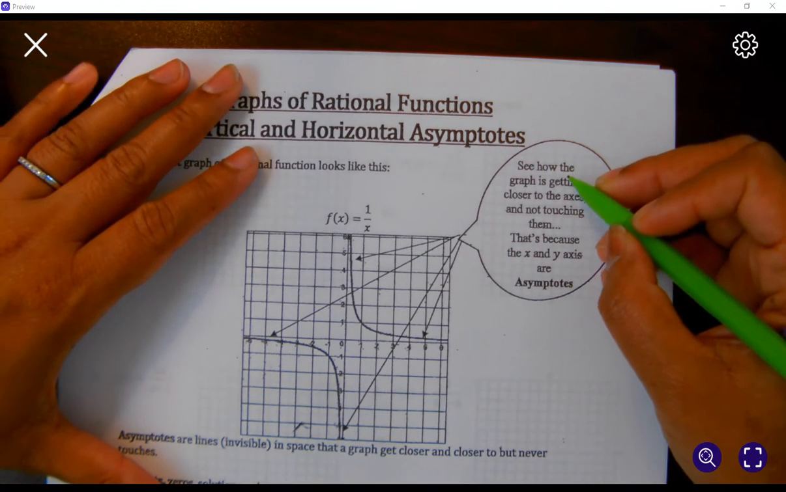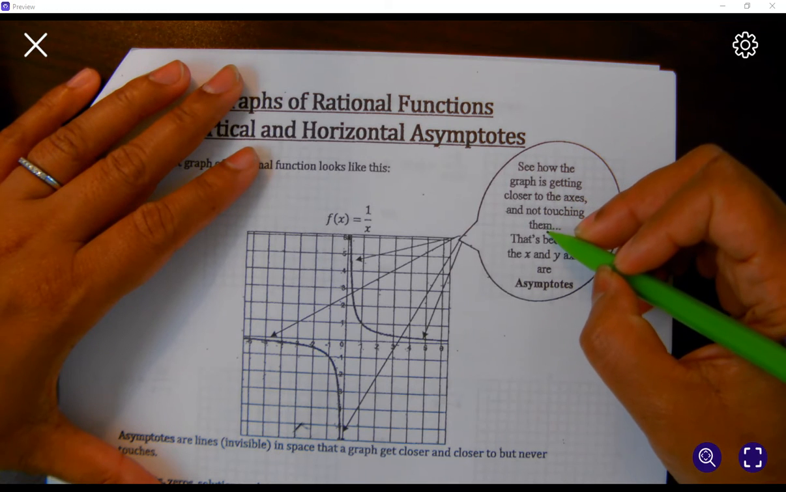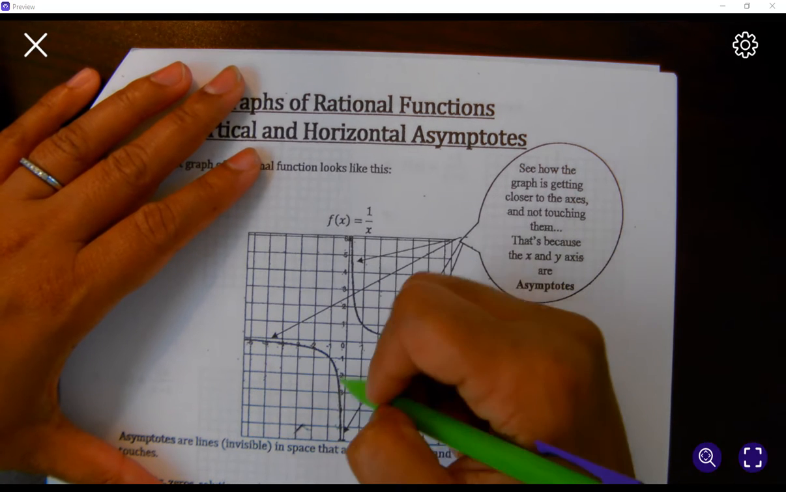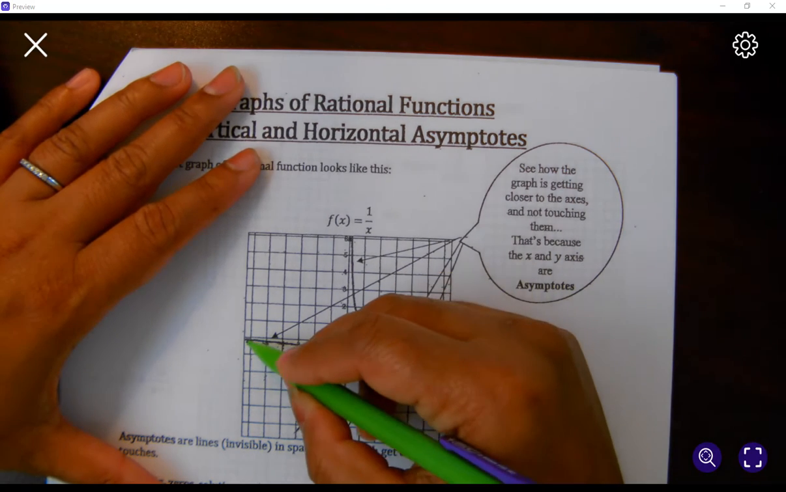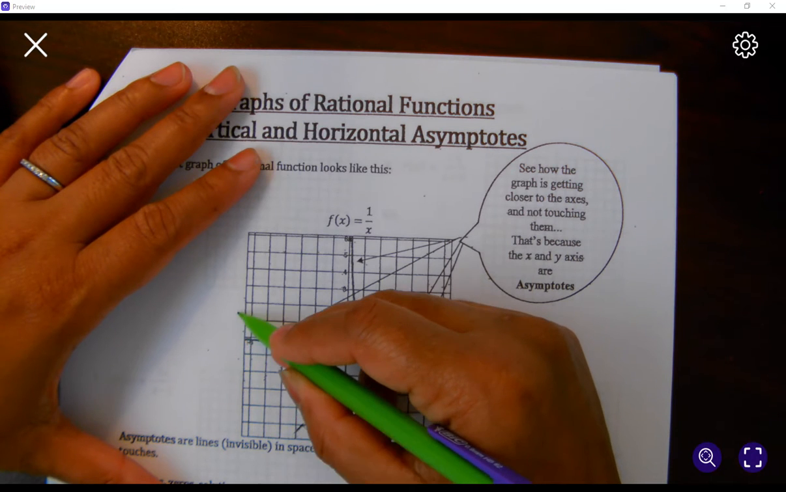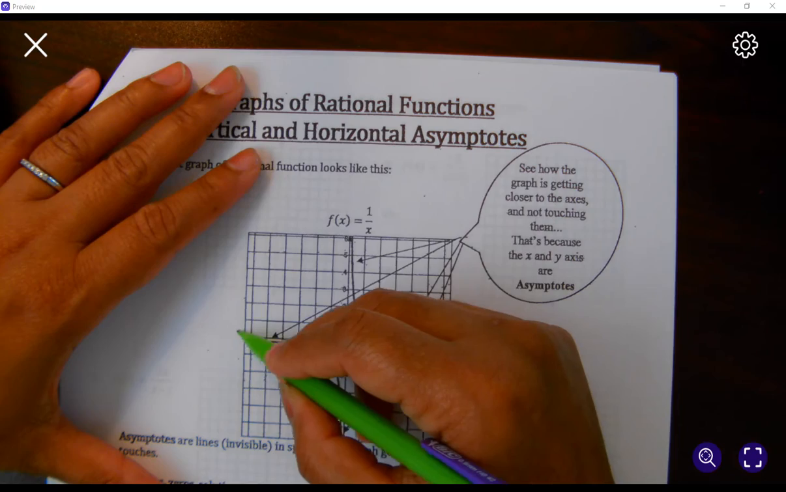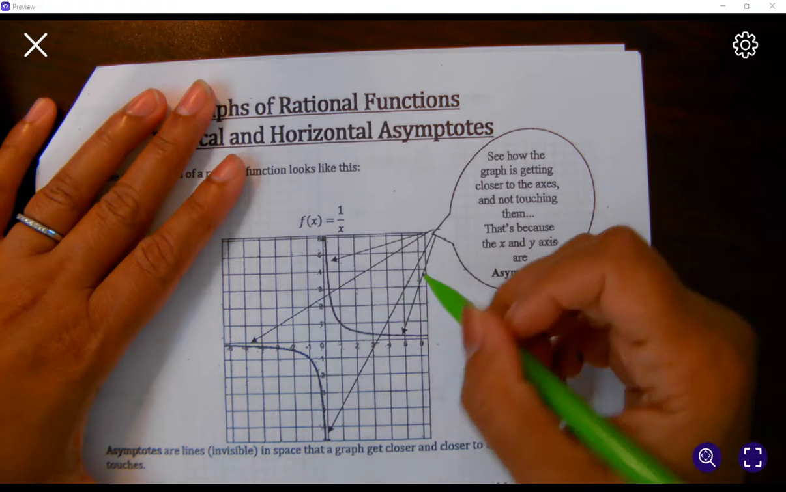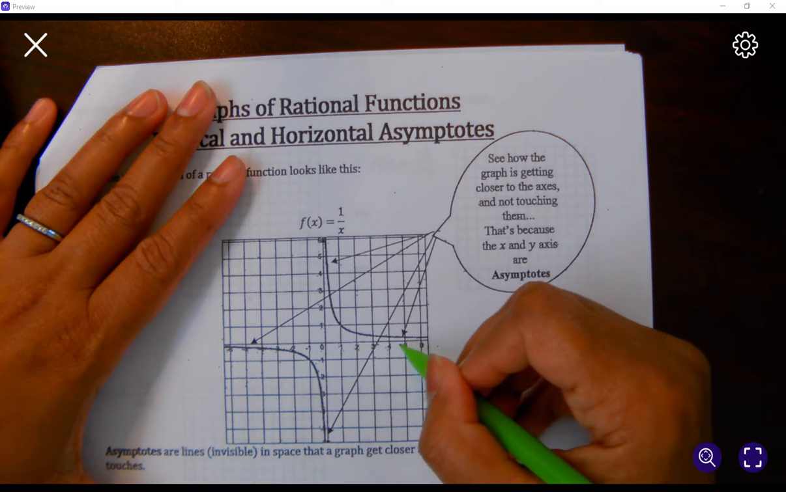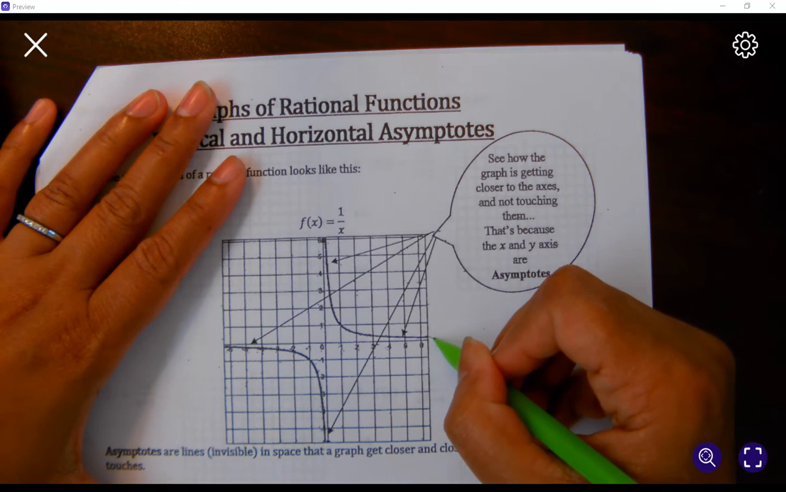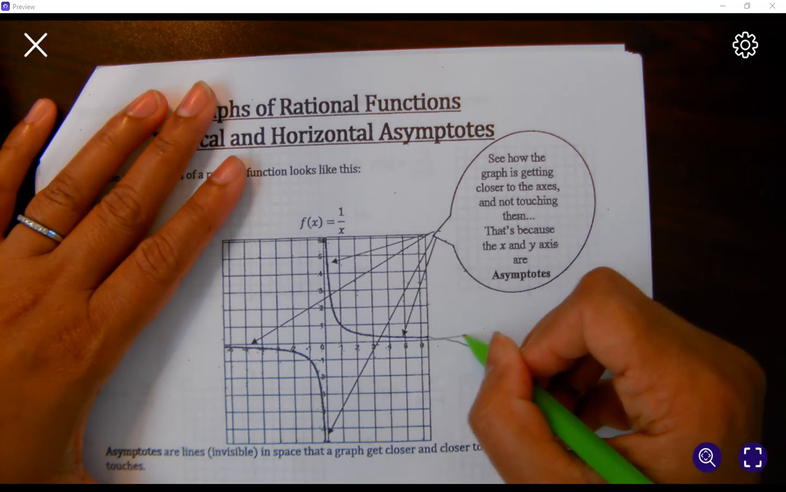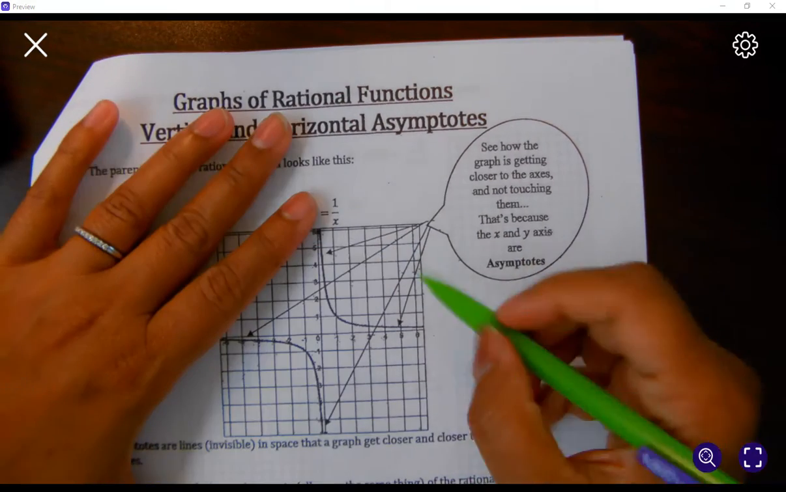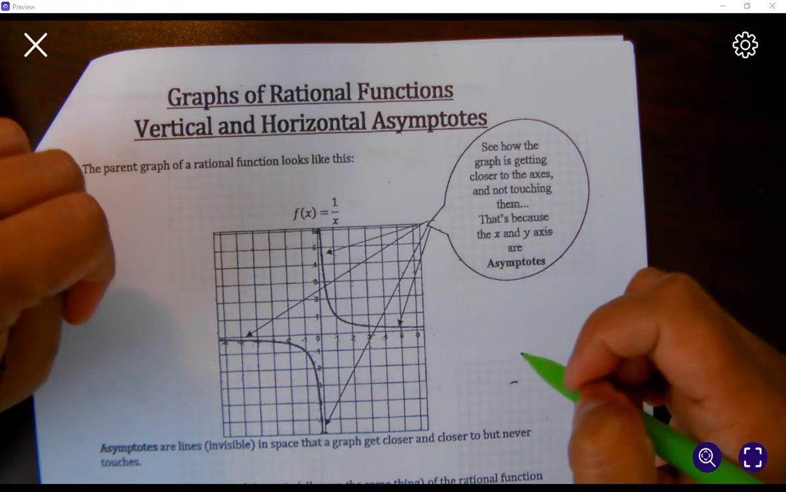So see how the graph is getting closer and closer to the x-axis but not touching it? That is because the x and y-axis are the asymptotes. So this graph is getting closer and closer over here, but it's never gonna go past the x-axis. It's never gonna go up like that, okay? And it basically flattens out. Same thing here, it's gonna come down. Down is going to keep going down, but it's never going to go past the y-axis right here. It's never going to cross it. It's just going to keep getting closer and closer to the y-axis as we go to infinity.